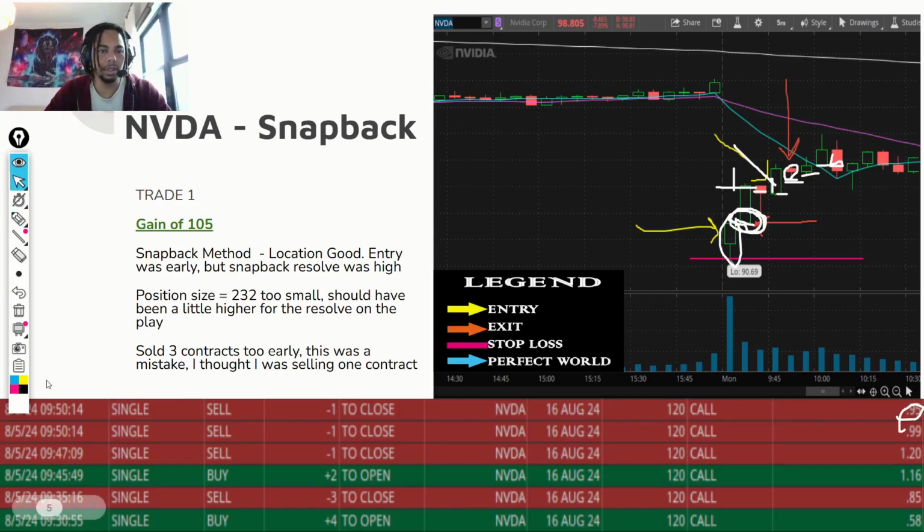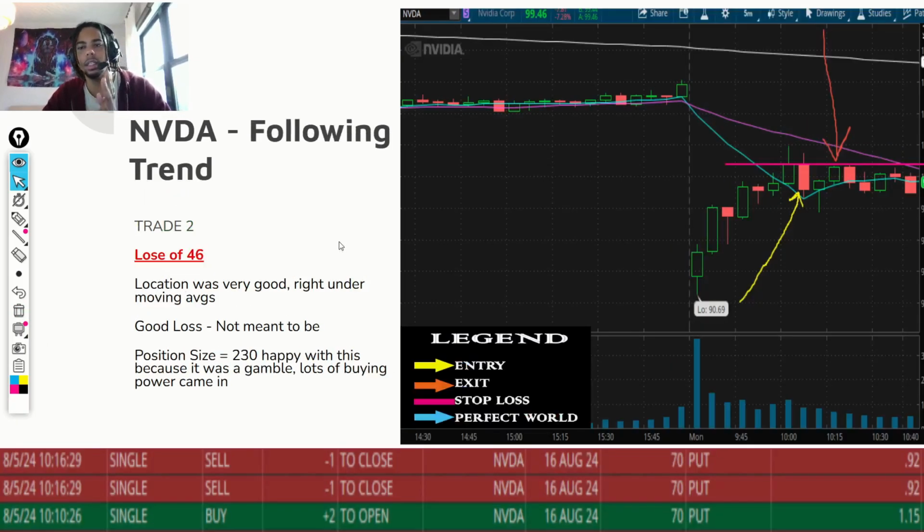Next up, we're gonna go with NVIDIA. So I'm playing the NVIDIA downward trend here because, as you see, we're in a huge market correction right now, and the market is going down. So I waited till we got up to the 20 moving average. Once we got there, red took over green, so I took the position. 2 contracts only, but the contracts were more expensive because I was looking for a quick move down.